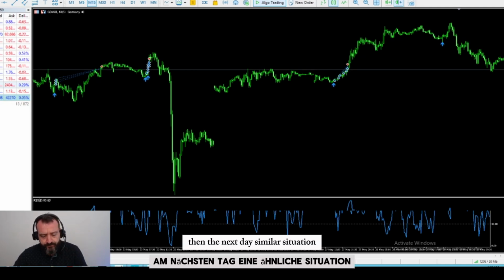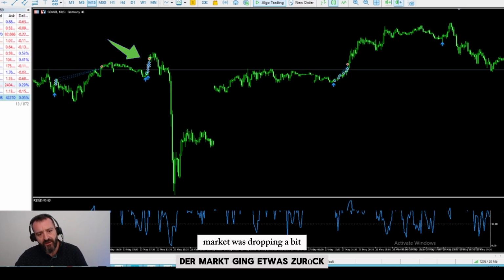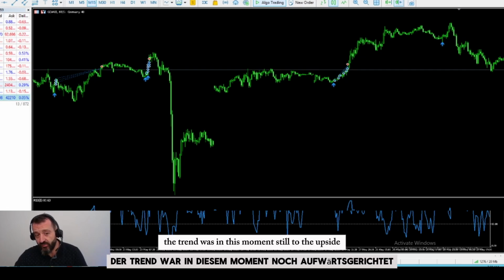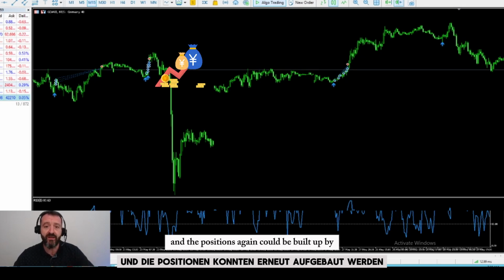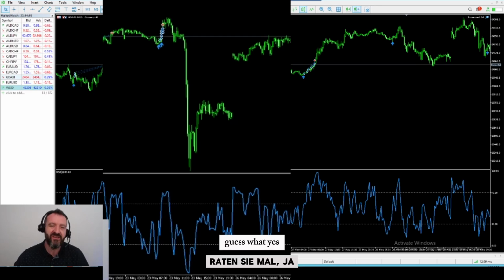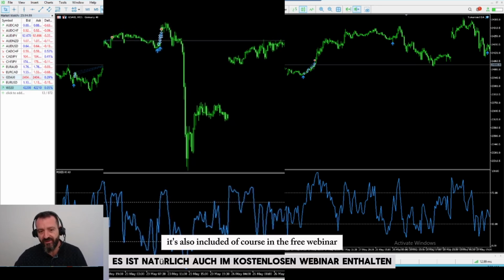Then the next day, a similar situation. Market was dropping a bit. We were going into an oversold situation. You see the trend was in this moment still to the upside, and the positions again could be built up by the use of compounding. How to do the compounding? Guess what? Yes, it's also included, of course, in the free webinar.